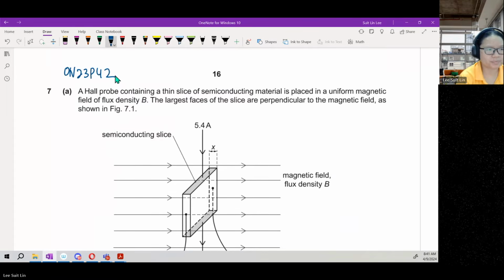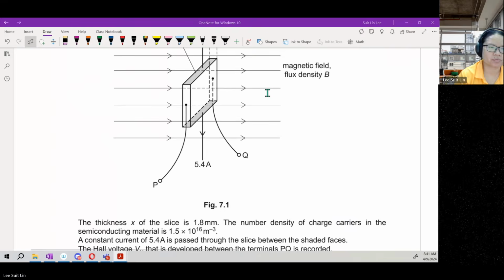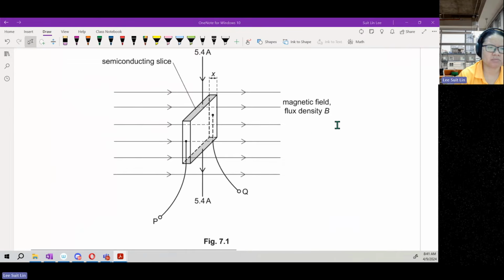P42. So here we have a Hall probe. It's a very slightly different drawing of the Hall probe than we used to see. And we place it inside a uniform magnetic field of flux density B. So I guess the magnetic field is coming.